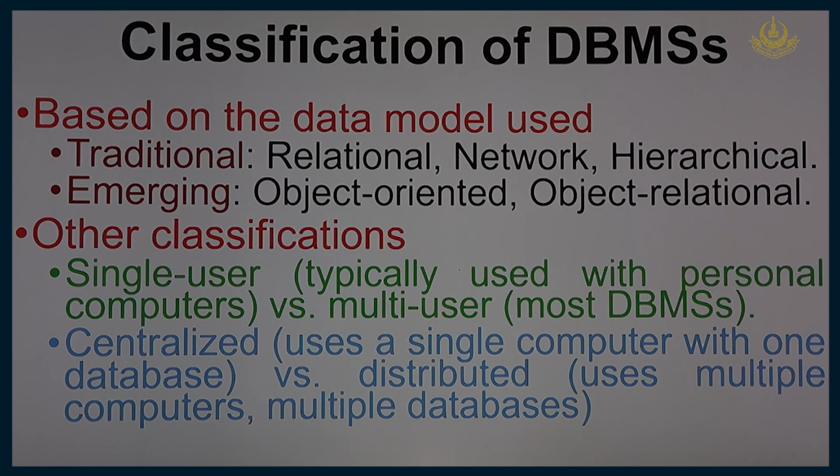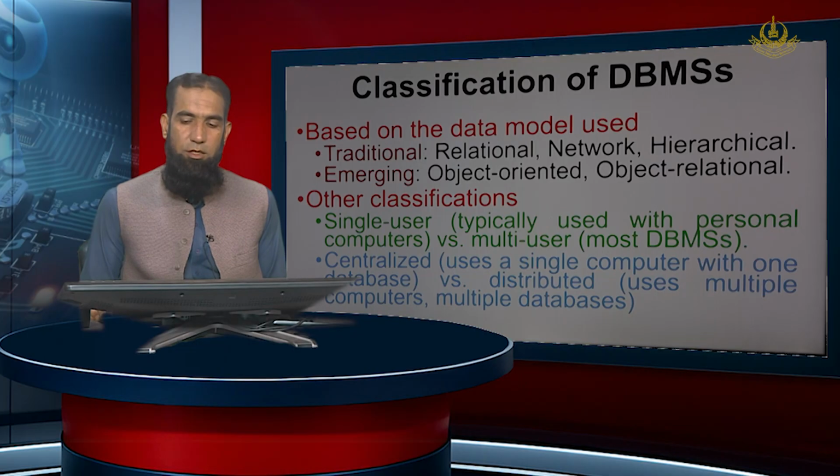Other classifications are single user and multi-user. Single user means a database is created or developed for a single person. A single person is the user of this system. That's called a single or personal computer database. And multi-user means most DBMSs have multiple users, like a university database is a multi-user database. Number of students are accessing these and number of teachers are also accessing these. Then the centralized, as we discussed in previous slides.